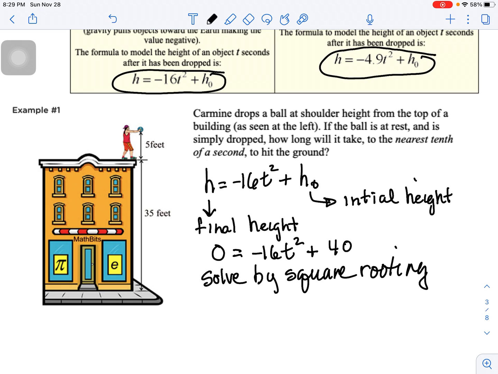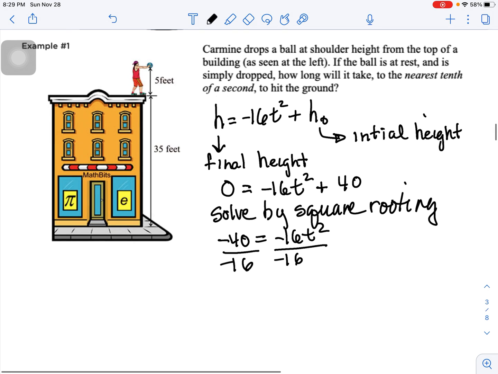All right, so I'm going to subtract the 40 over, divide by negative 16. I'll grab my calculator. So negative 40 divided by negative 16 is 2.5, and that equals t squared. And so we're going to square root both sides.